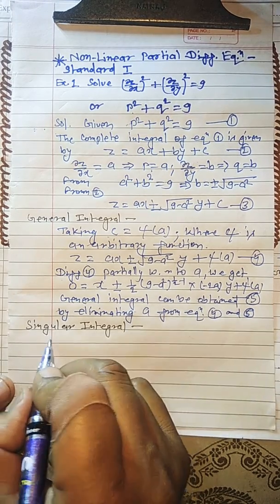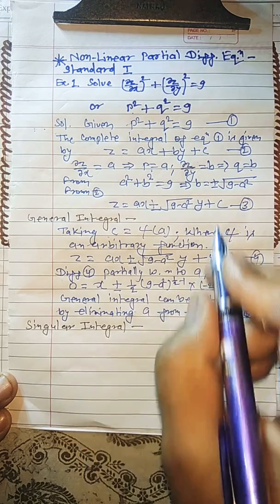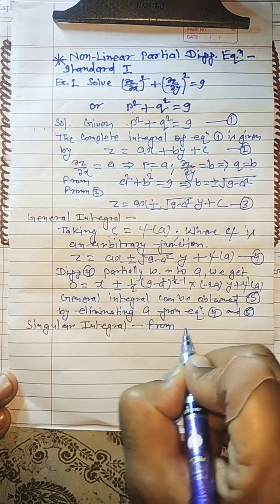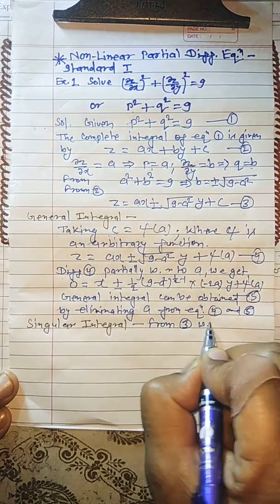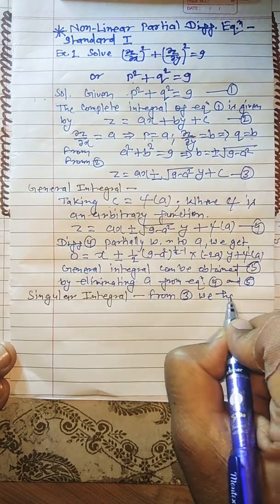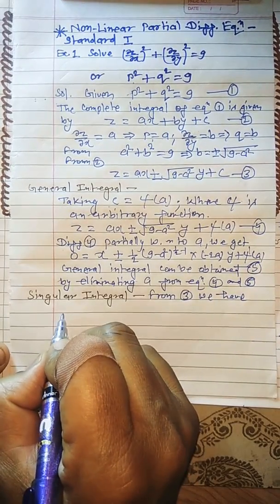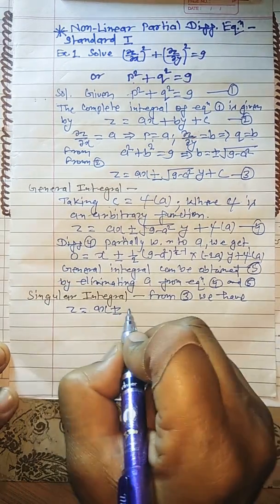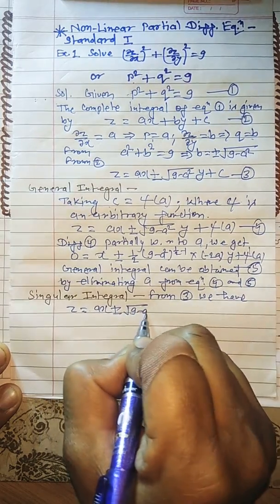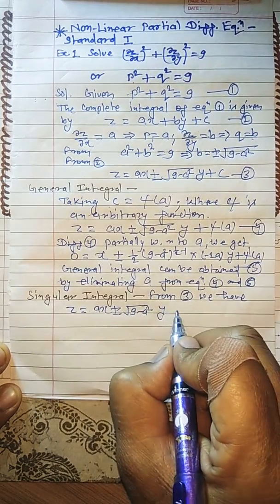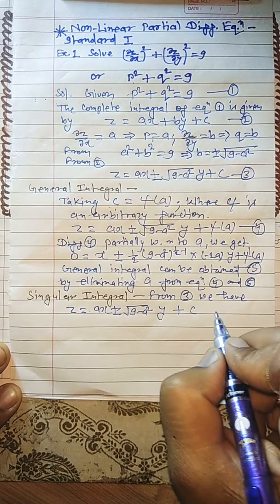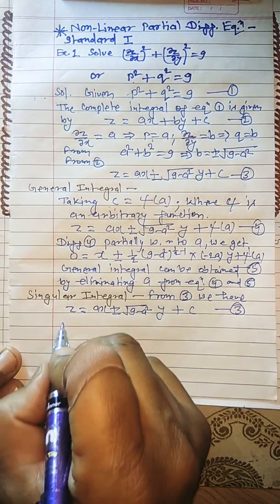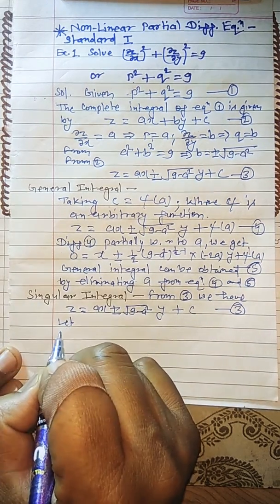We have, from equation 3, z is equal to ax plus minus under root 9 minus a square y plus c. This is what we have from equation 3. Okay. Now we can assume this in the form of a function.